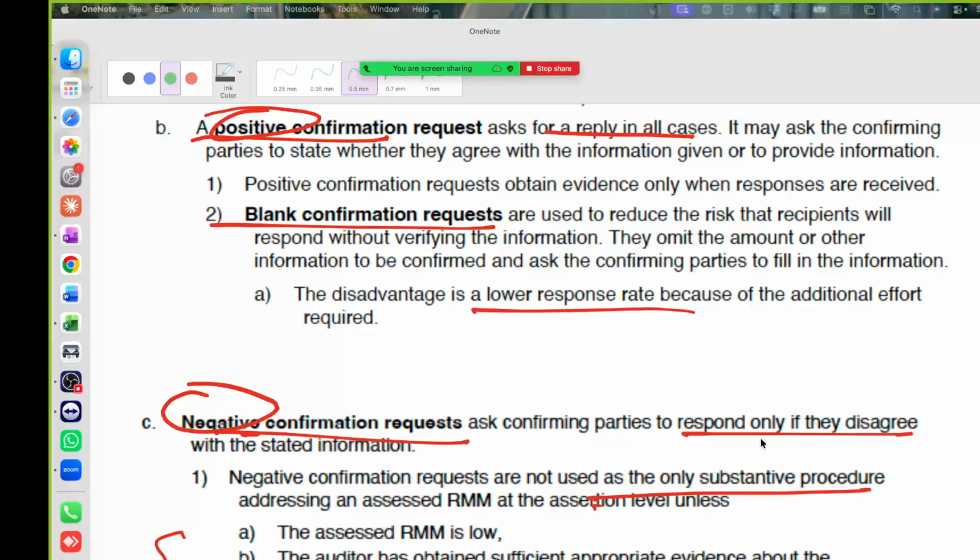Negative means they reply only if they disagree. That means if they don't reply, it is considered correct. The balances are considered as correct.